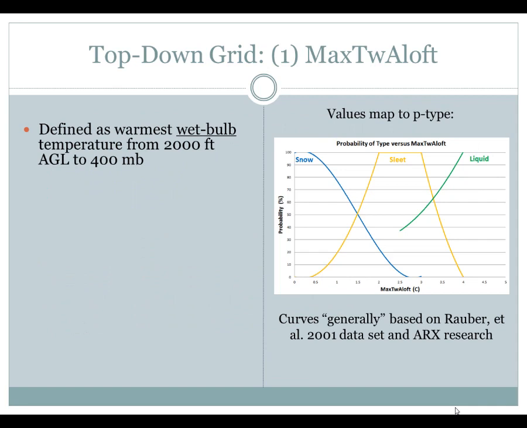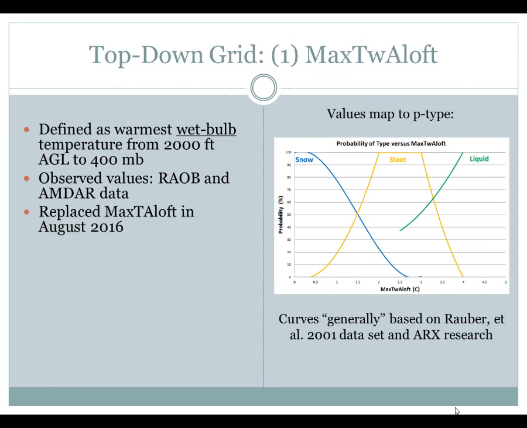So the first top-down grid here is max wet bulb aloft. This is defined as the warmest wet bulb temperature from 2,000 feet above the ground to 400 millibars. You can find observed values for this grid from both RAOB and AMDAR data. This replaced the max T aloft in August 2016.